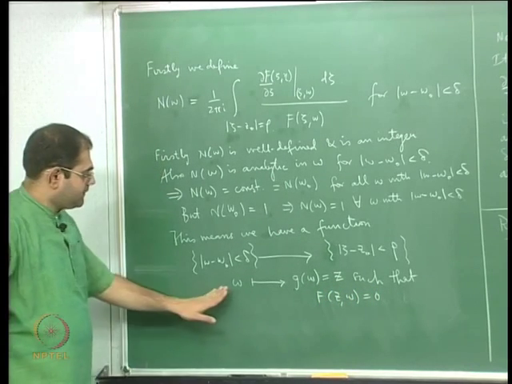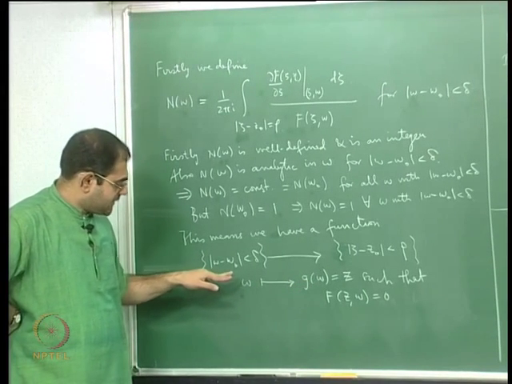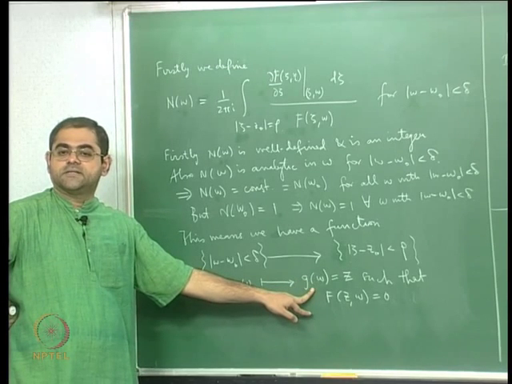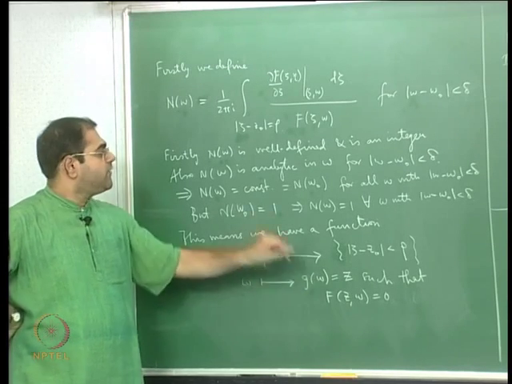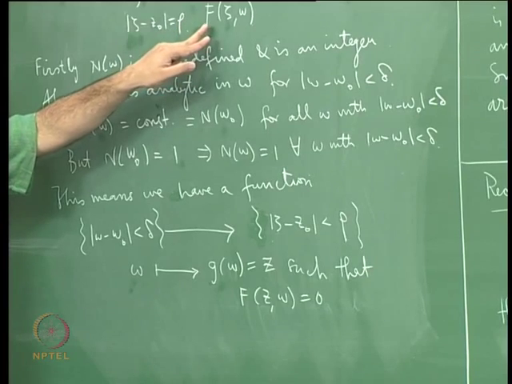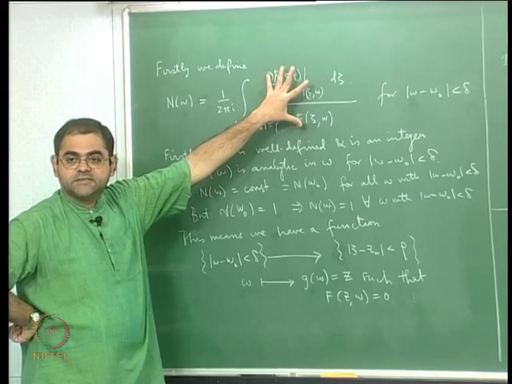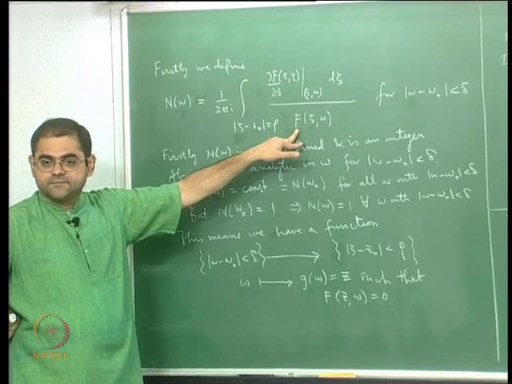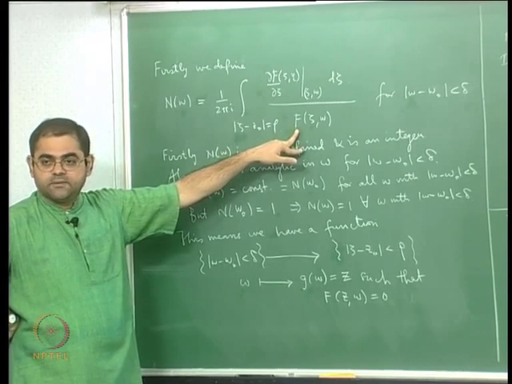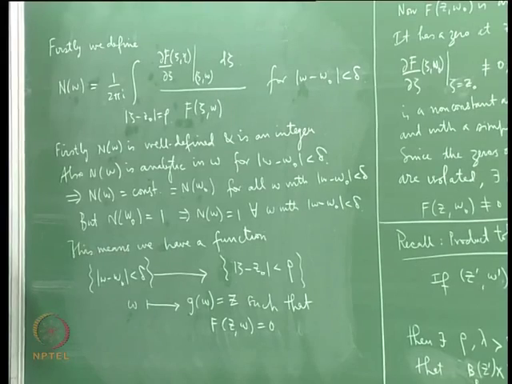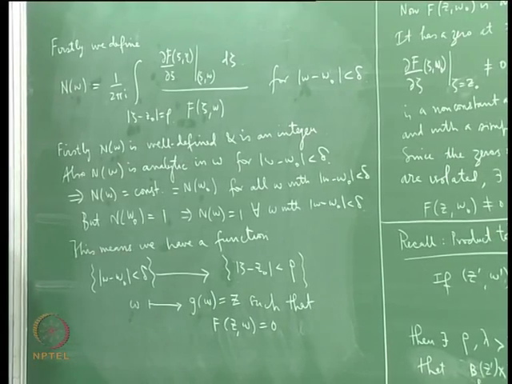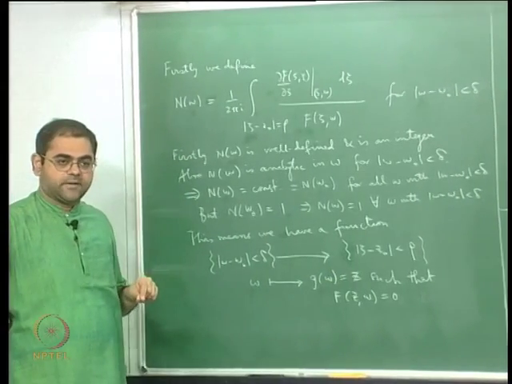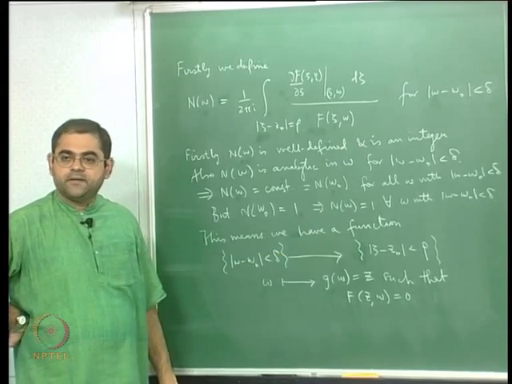It sends every w to the unique simple pole of this integrand, which is essentially the unique simple 0 of f of zeta comma w, namely its unique value z such that f of z comma w is 0. For every w I am getting a z, right? This is my function.